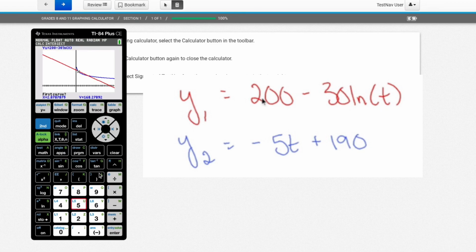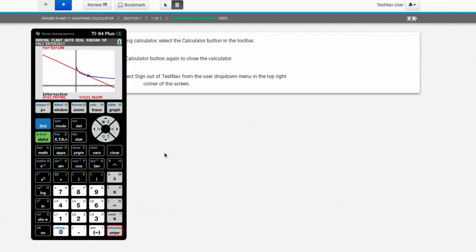So second trace intersect. Let's go over here, make sure I get close enough, but not too close, just to the left of it. Hit enter. Let's move just to the right of it. Hit enter. Always hit enter for guess. And it's giving me 13.7077. So 13.708 should be my answer.